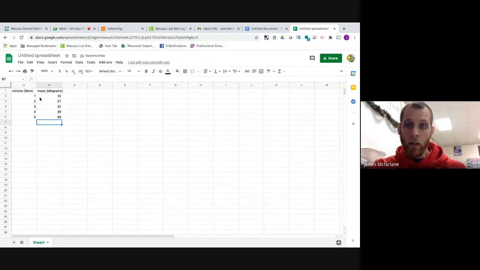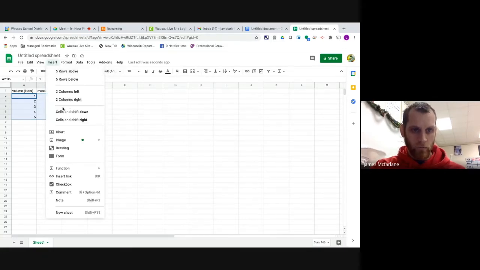I just made these numbers up. Obviously, we'll come back to it and do uncertainty, but the way to make the graph is you highlight these columns. Don't worry about the top two. It automatically fills it in. Go to Insert, Chart.